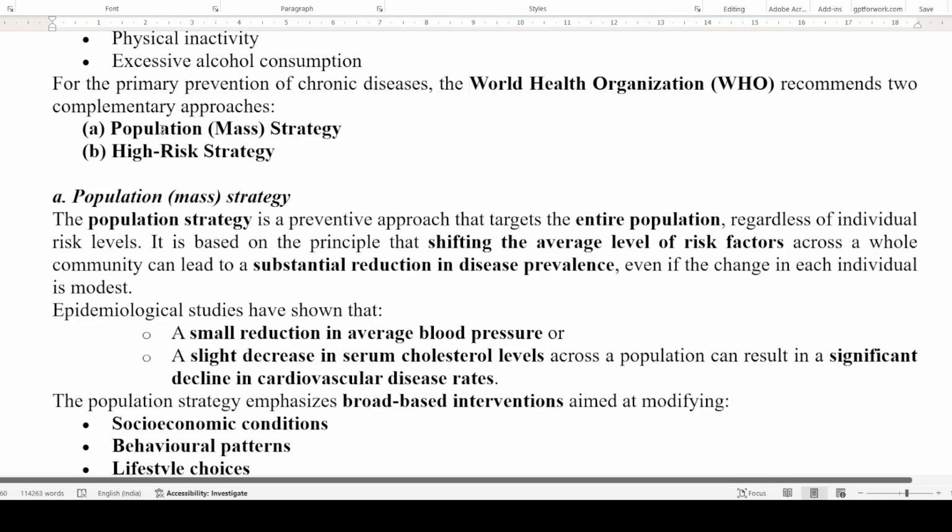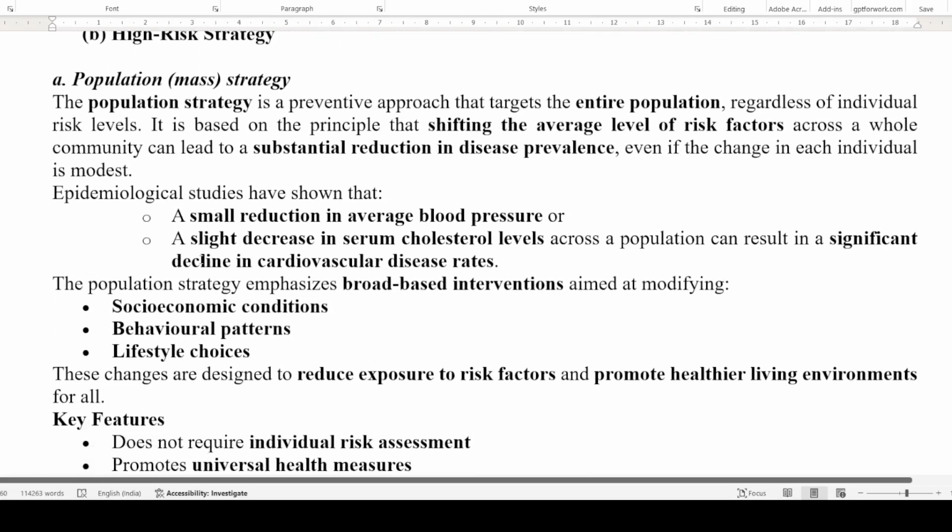We can have the population strategy. Population strategy means the entire population should be covered as a whole, and then we should have strategies to control and prevent the disease. And number two is high risk strategy. So we'll take one by one. Population strategy. Population strategy is what? When it is targeting the entire population regardless of individual risk level.